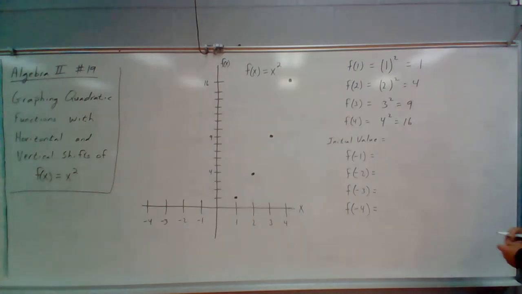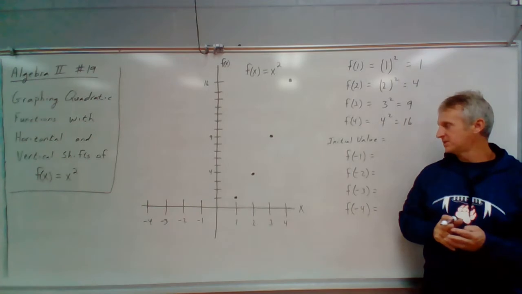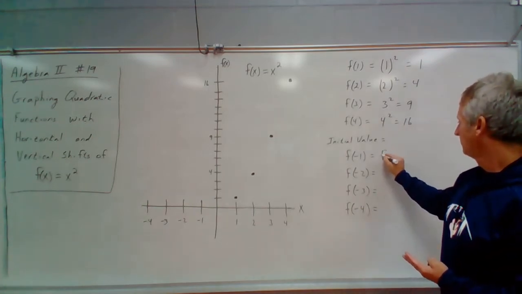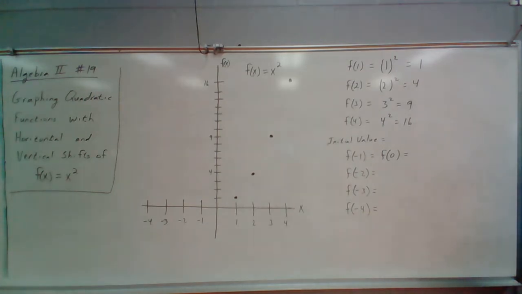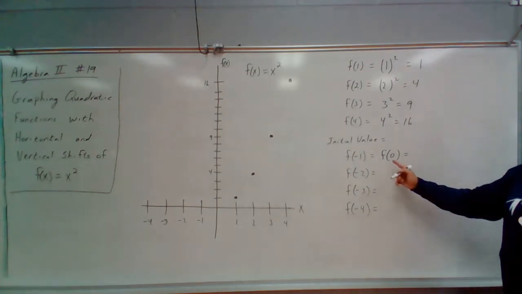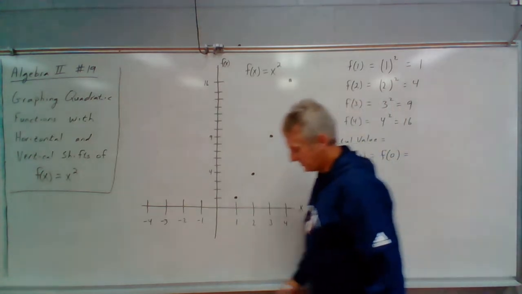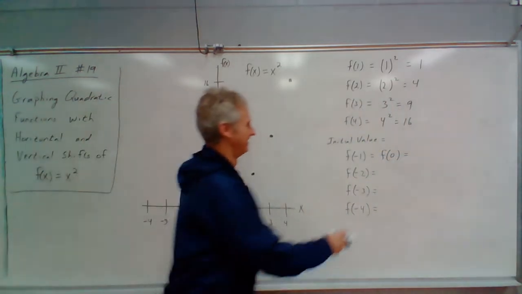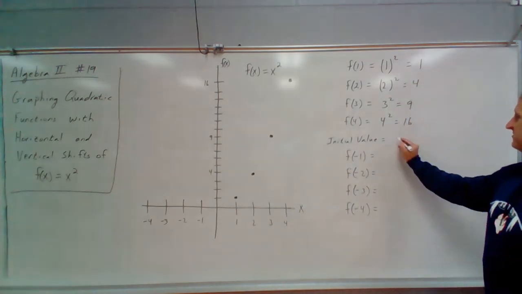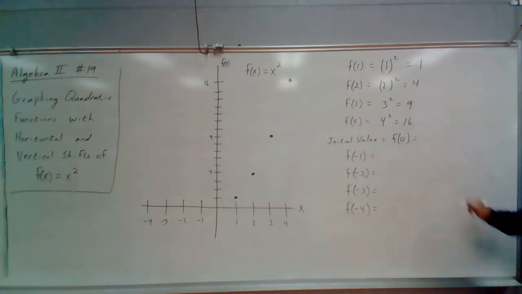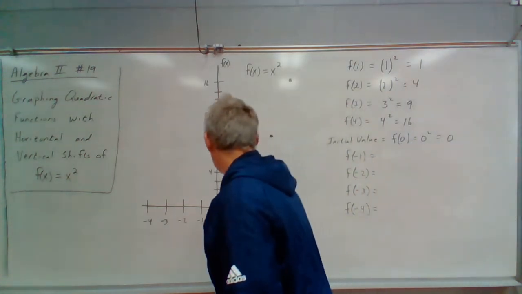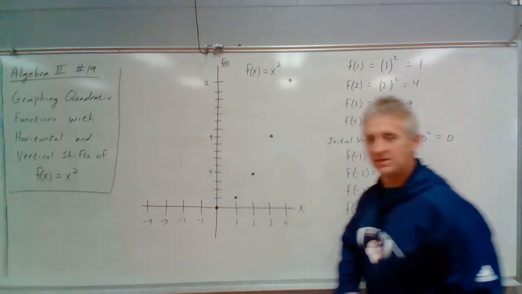All right, what about the initial value? Remember, initial value means f of 0, or the y-intercept. The initial value is the same thing as the y-intercept. Initial value means f of 0. So I'll plug 0 into the function. I get 0 squared. 0 times 0 is, of course, 0. So if you plug 0 in for x, the function spits out a 0.